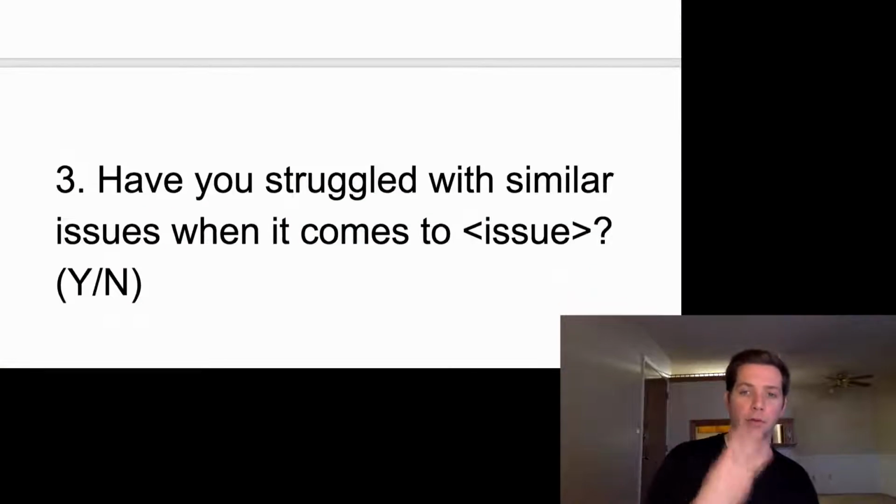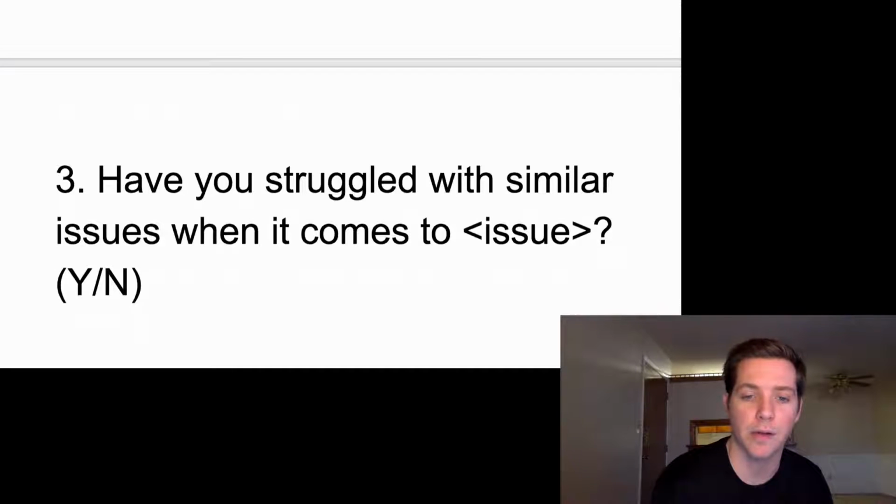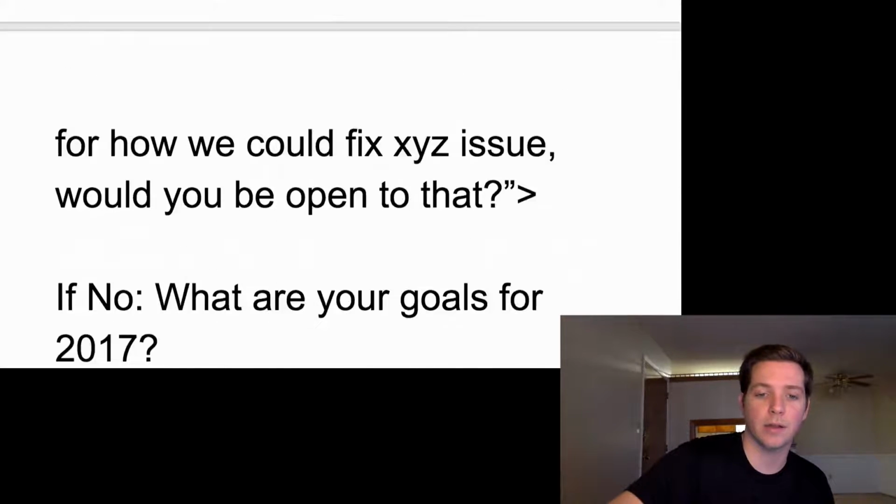So when you ask number 3, which is, have you struggled with a similar issue when it comes to getting users to your hotel in the past? And they say no, then you jump to this next part, which is an open-ended, what are your goals for 2017? Or something customized for their exact position. So let's say they're in concierge at the hotel. What are your goals for 2017 for the concierge department? Leave it as a pretty open question. Take notes of the goals. Identify one that could be solved with software. And then you transition to the next part of the call.